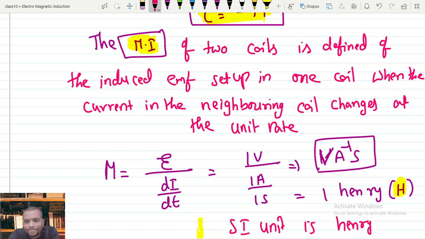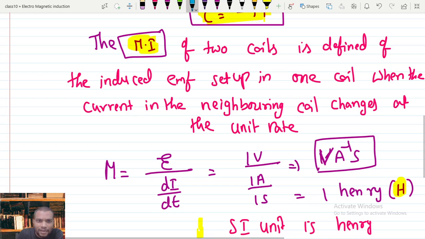Henry was a US physicist who worked in parallel on electromagnetic induction, while Faraday was working in England and Henry was doing the same work in the US. To give him honor, the mutual inductance unit is named after Henry. So finally, the mutual inductance of two coils is said to be 1 Henry if an induced EMF of 1 volt is set up in one coil when the current in the neighboring coil changes at the rate of 1 ampere per second.